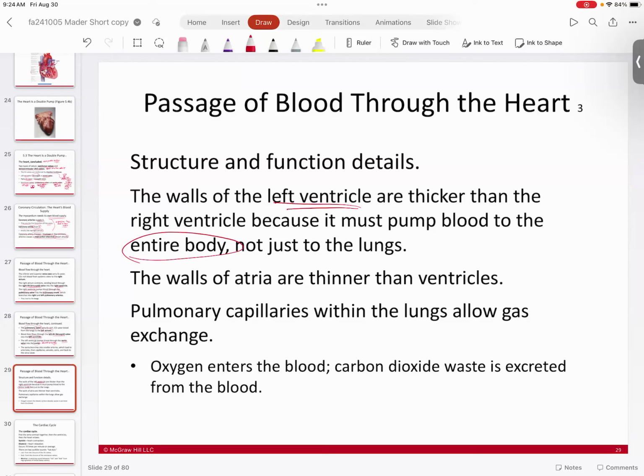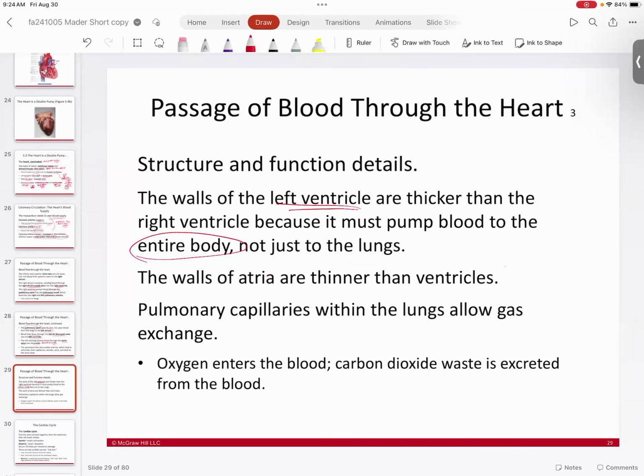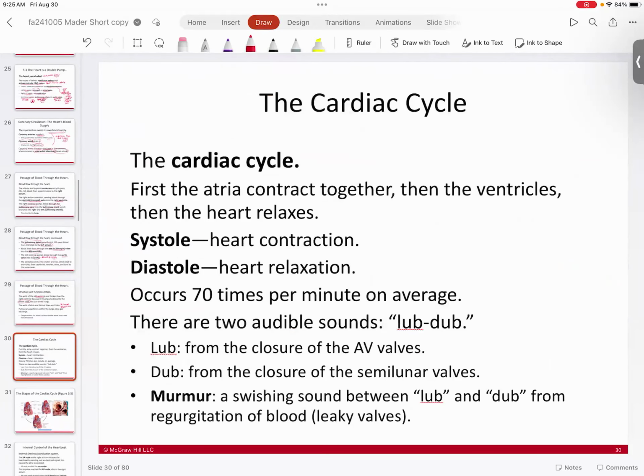Generally speaking, when you take a look at the walls of the atria, the atrial walls are thinner than the ventricles. Why? Because they don't have to pump blood as far. Your pulmonary capillaries, which are in the lungs, allow for gas exchange, and that's where you're going to get gas entering into the blood. So your oxygen enters the blood, CO2 leaves the blood, and then basically you recharge your blood.